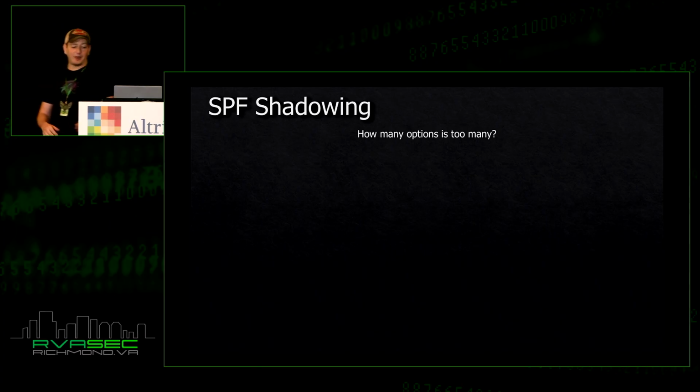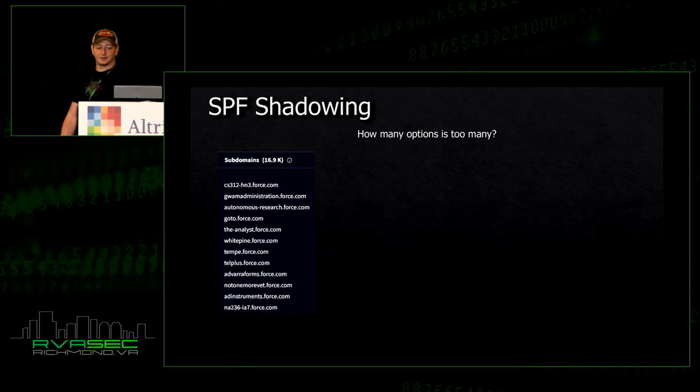Every major company out there has similar things. Use Salesforce. You probably have an instance in their passive DNS somewhere. And how many options is too many? I don't know, try 16,000, 17,000 subdomains. And this is passive, granted. Not all of those resolve, but a lot of them do, and none of them have SPF records.